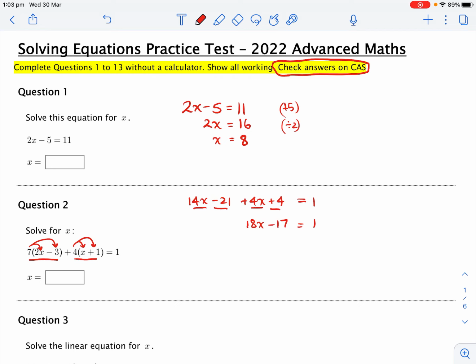So once I've expanded my brackets and collected my like terms, now I've just got to rearrange my equation. I'm going to add 17 to both sides, which gives me 18x equals 18. And then I'm going to divide both sides by 18. And 18 divided by 18 is just 1. So my answer is 1.